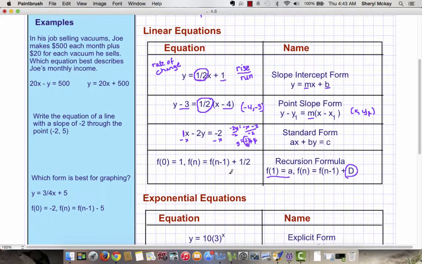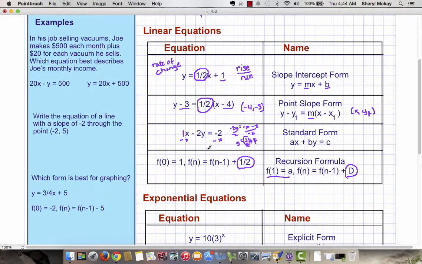So over in this equation, where is the rate of change? Where is the slope? Where is the rise over run? Where are the equal differences over equal intervals? It's right here, isn't it? 1/2. That's our constant difference. So this is the previous term plus the constant difference. So you can see that each one of these equations is actually the same function, just in a different form.